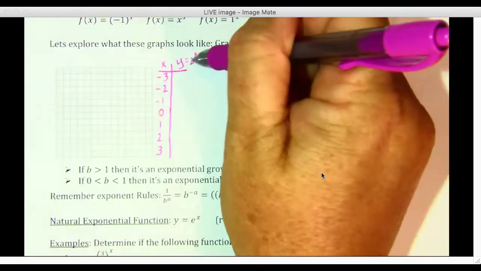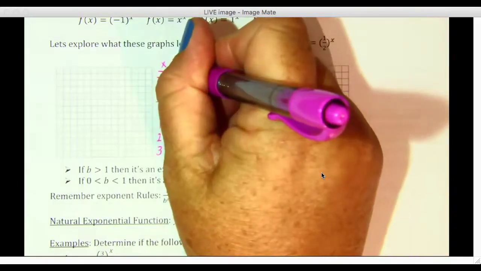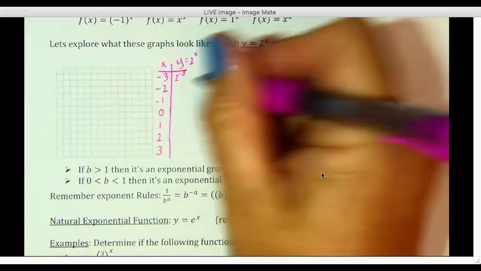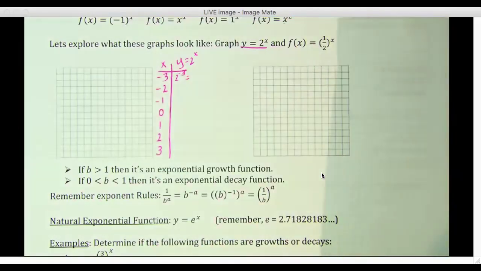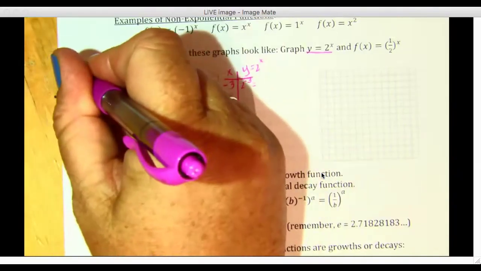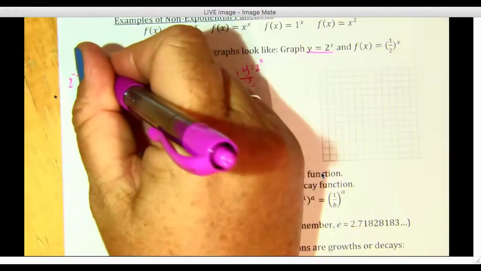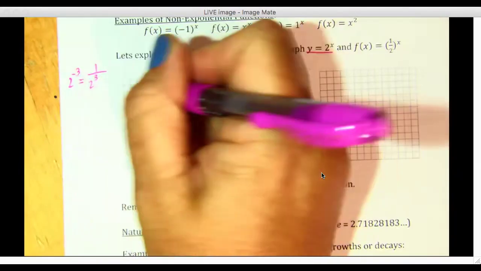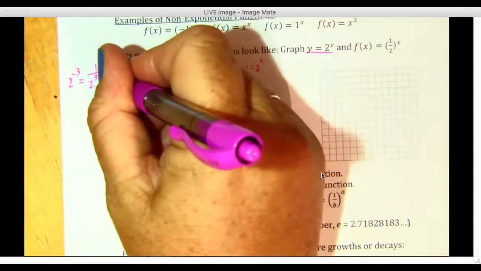And plugging in -3, 2 to the -3 power. Well, if you think of those exponent rules we learned at the beginning of the semester, if I have 2 to the power of -3, that moves into the bottom, 2 to the power of 3. And 2 cubed is 8, so this would be 1/8.